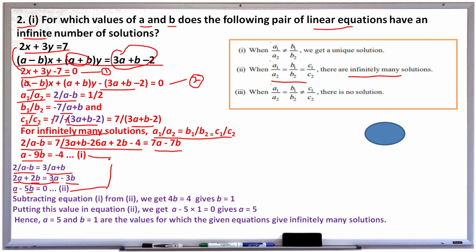Subtracting equation number 1 and 2, we are going to subtract equation 2 from equation 1. We get 4b is equal to 4, so the value of b is equal to 1. Understand? Putting this value in equation number 2, we get a minus 5 into 1 is equal to 0, so a is equal to 5. Simplifying, hence a is equal to 5, b is equal to 1, for which the given equations give infinitely many solutions.